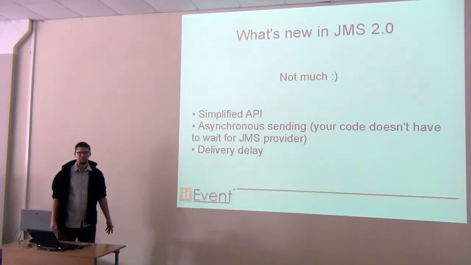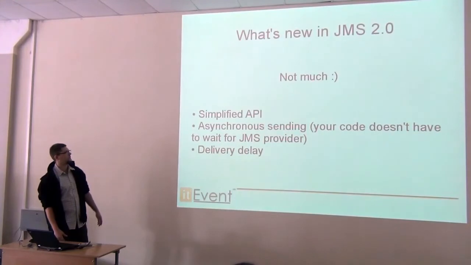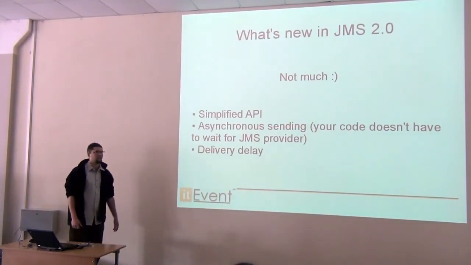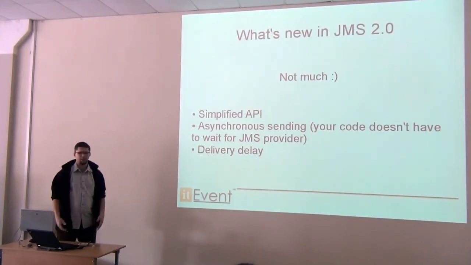But if you're using Spring, you don't need to know all the details. There is an asynchronous sending possibility added. So you should be able to, in your code, just say that a message should be sent to the JMS provider, and your method should be able to go further, doing other things, not waiting for the JMS provider to say that it got the message.